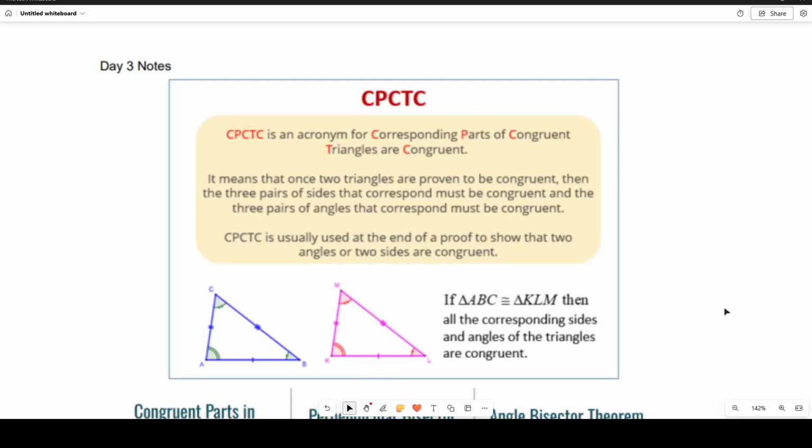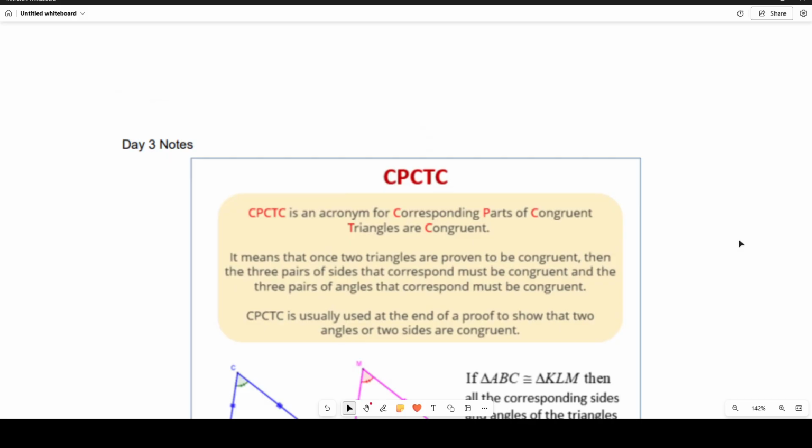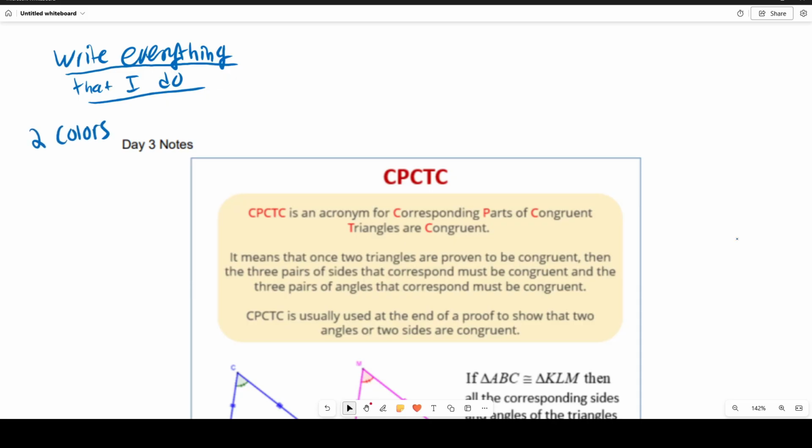So, today, as usual, the lesson can be confusing if you don't pay full attention to it. First off, two things are going to be important. The first thing is you need to write everything that I do. Second thing is get at least two colors. Once you've done that, come back and then we'll finish.